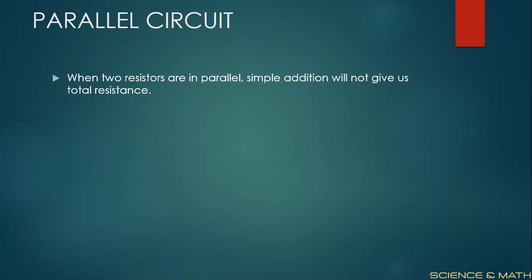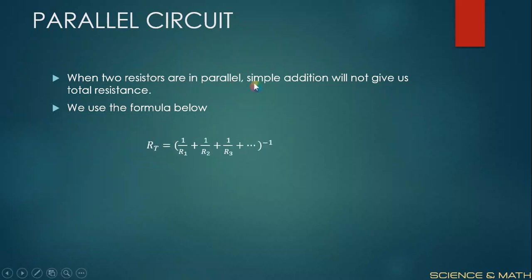Now, when we have a parallel circuit, we use a formula. So the formula is this one, saying RT is equal to 1 over R1 plus 1 over R2 plus 1 over R3 plus infinity, and all of this you raise it to the power of -1.